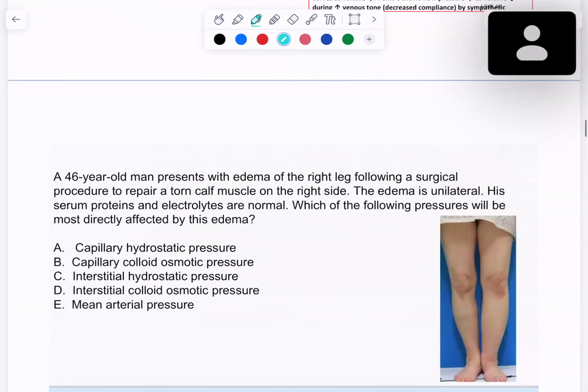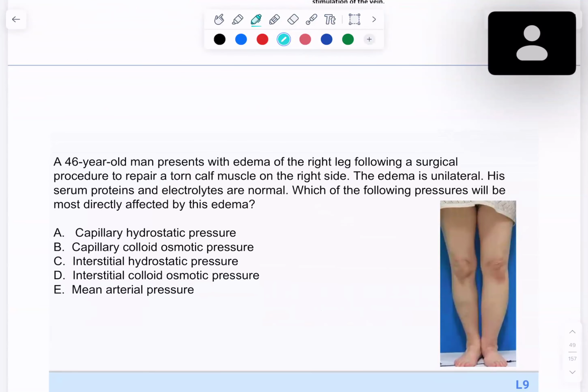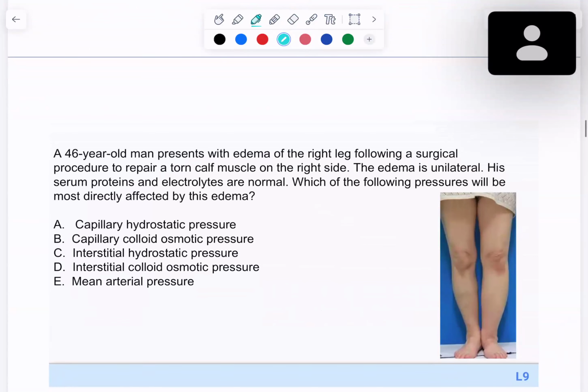So are we good with that question? Excellent. Okay, let's move on.